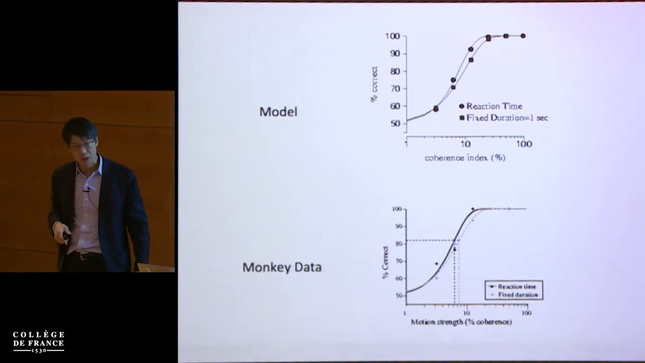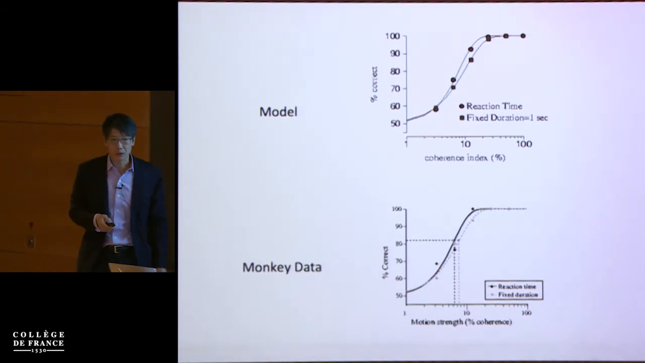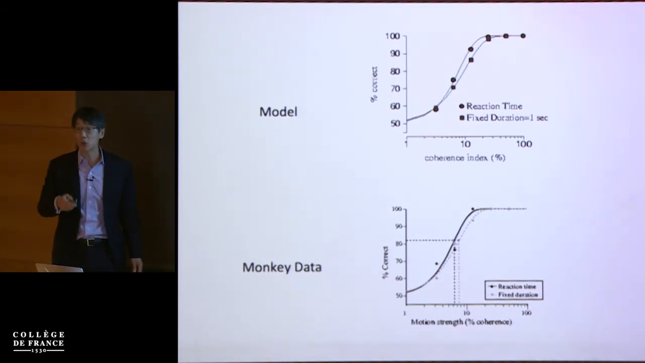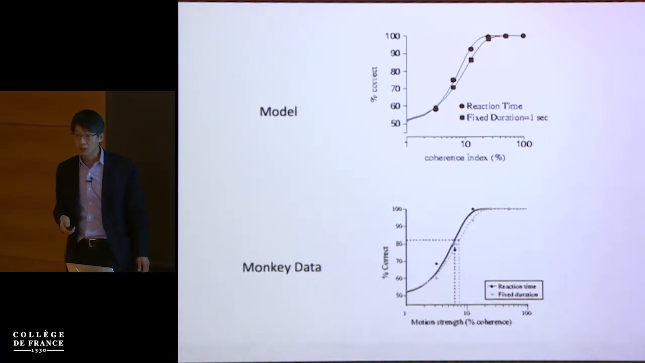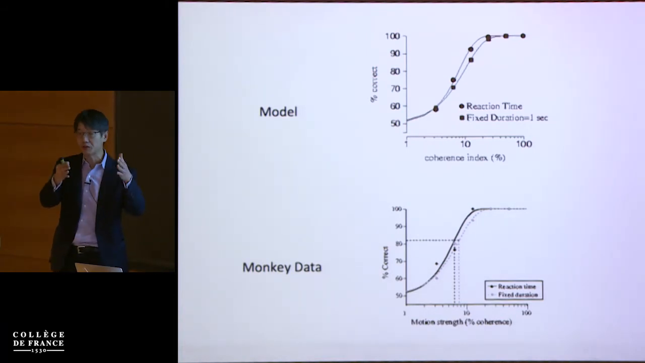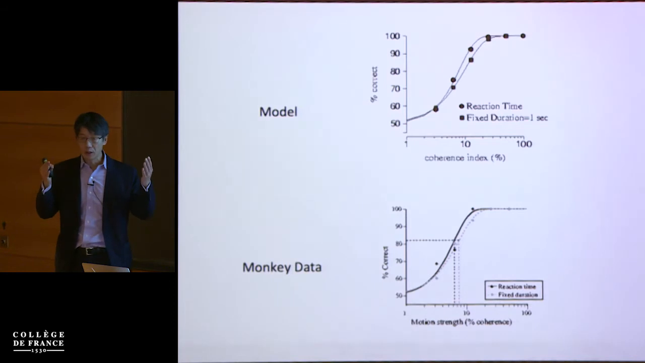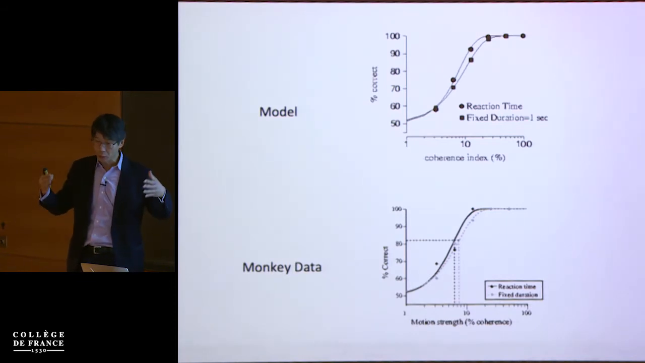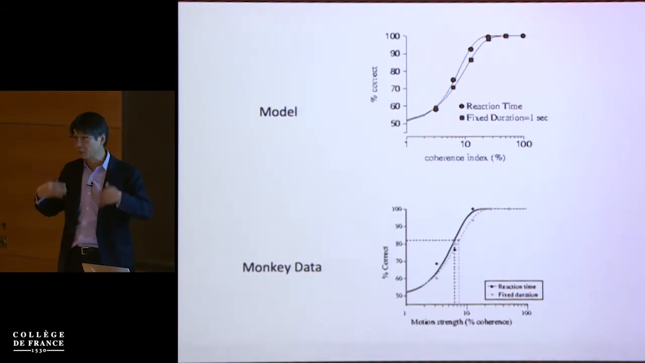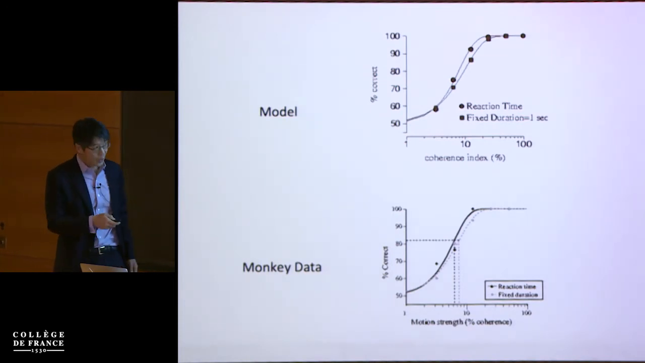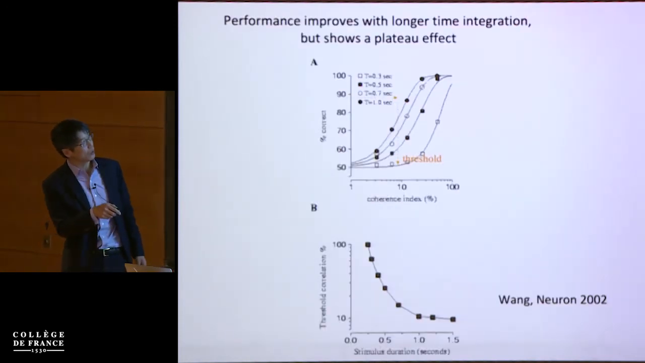So one thing you can ask is, how do you show that time integration is really important for decision making? Well, one way to test that time integration is really doing something useful for you is to change the duration of the stimulus, right? The idea is that if time integration really helps you to make a decision, then the longer the stimulus duration, the more you can integrate the signal, so the better you should perform, right? And that's easily done in the model, as shown here.